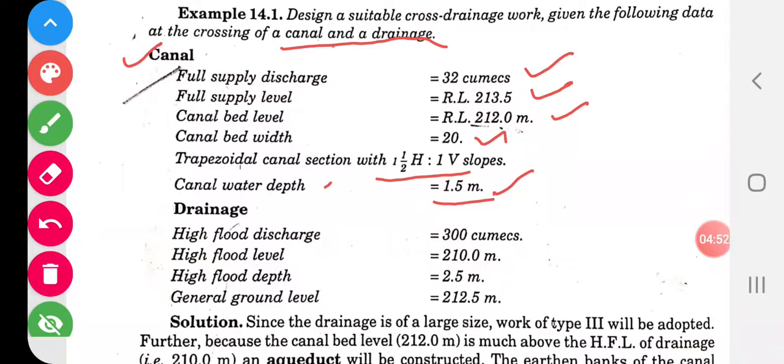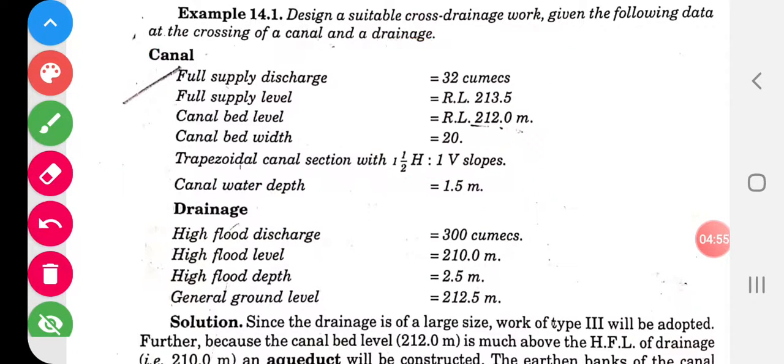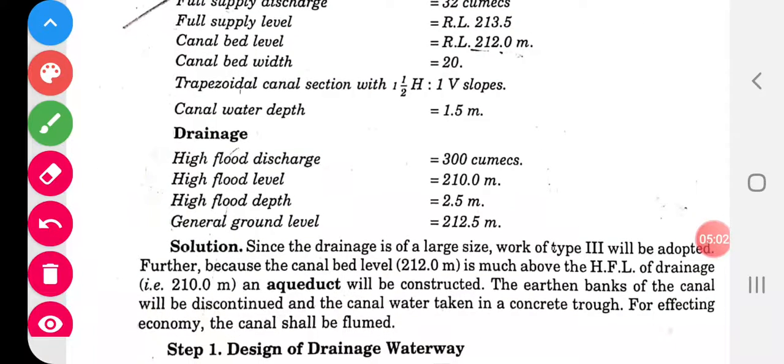Next, what are the data related to the drainage? The drainage high flood discharge is given as 300 cumecs, the high flood level is 210 meter, the high flood depth, the depth of water during high flood, is 2.5 meter, and the general ground level is 212.5 meter. With the help of these data you have to solve the problem.